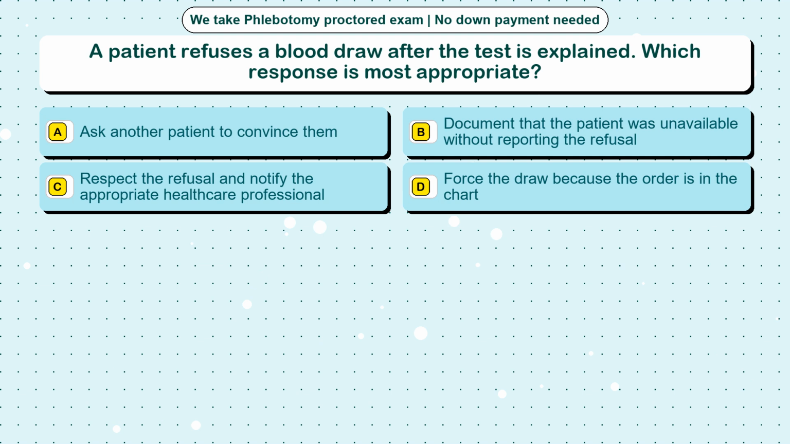Question 74. A patient refuses a blood draw after the test is explained. Which response is most appropriate? Option A. Ask another patient to convince them. Option B. Document that the patient was unavailable without reporting the refusal. Option C. Respect the refusal and notify the appropriate healthcare professional. Option D. Force the draw because the order is in the chart.